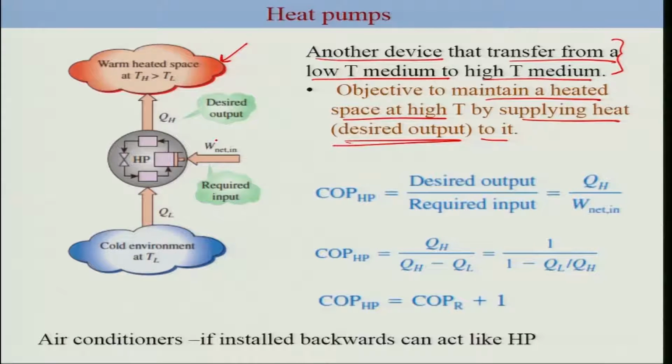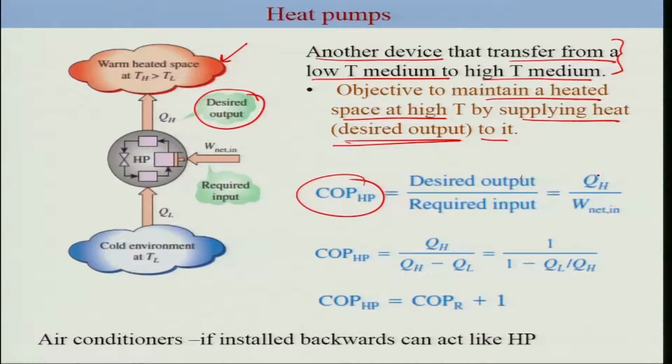Overall, the schematic is almost similar to the refrigerator we have used, except that the desired output is different from that of the refrigerator. For the case of the refrigerator, the desired output is QL. So for the COP, the coefficient of performance for heat pumps, again we will write it in this form: the desired output divided by the required input.